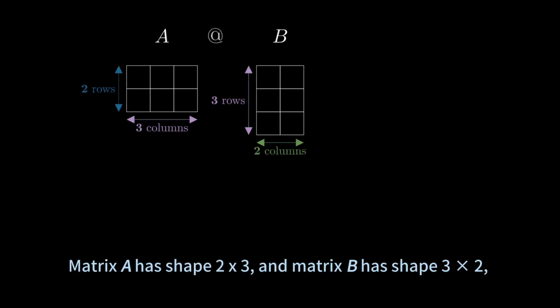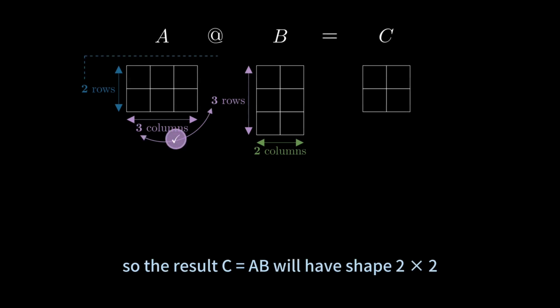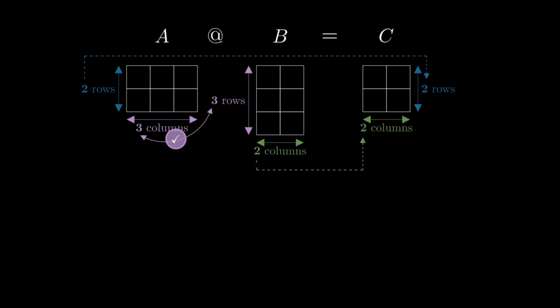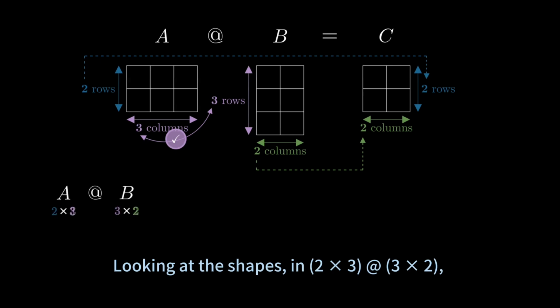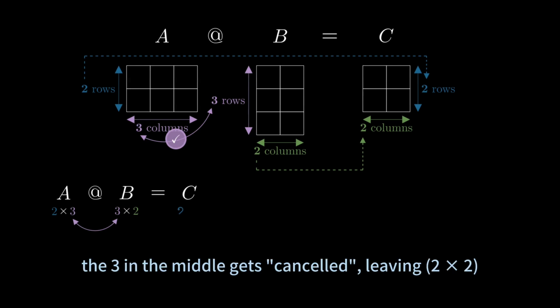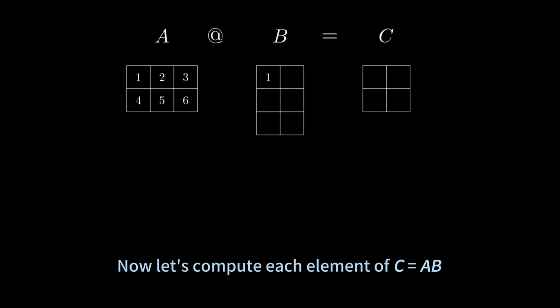Now let's talk about a very simple example. Matrix A has shape 2 times 3, matrix B has shape 3 times 2. So the result A times B gives us a shape 2 times 2. Looking at the shapes, in 2 times 3 @ 3 times 2, the 3 in the middle gets cancelled, leaving 2 times 2. Now let's compute each element of A times B.